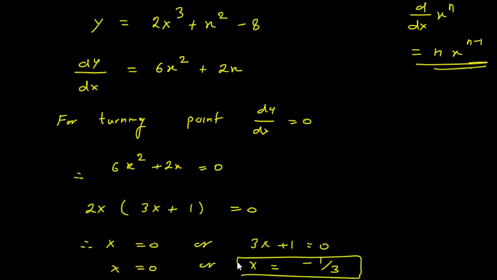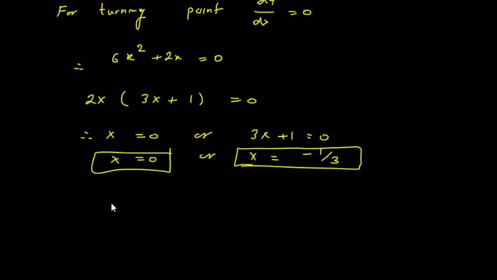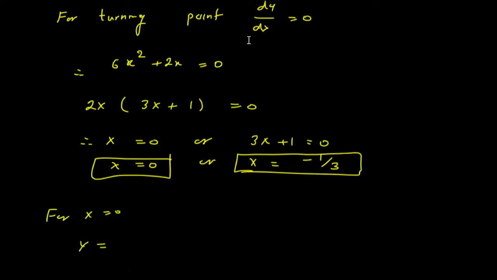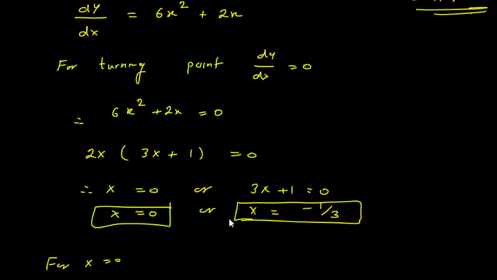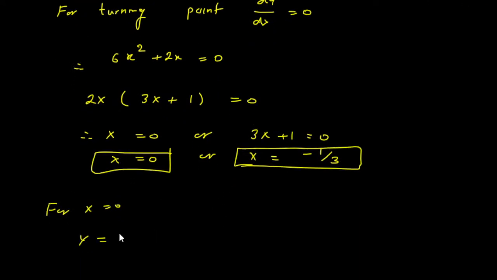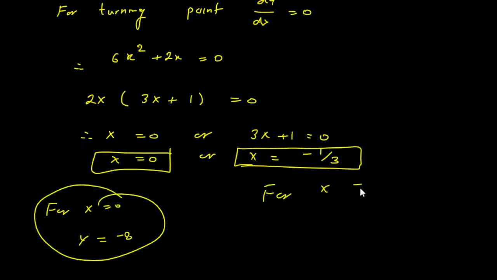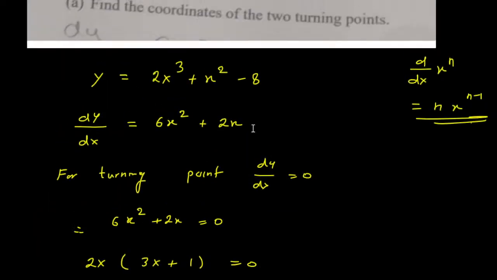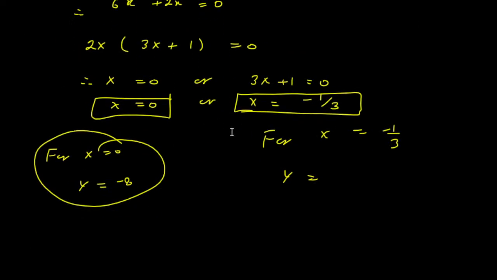Now that you have the x values, you can find the y values. Simply substitute in the y equation. For x equals 0, y will be minus 8. So 0 comma minus 8 is one solution. For x equals minus 1 by 3, substitute the value of x in this equation, solve it, and you will get the y coordinate. So this is your answer.